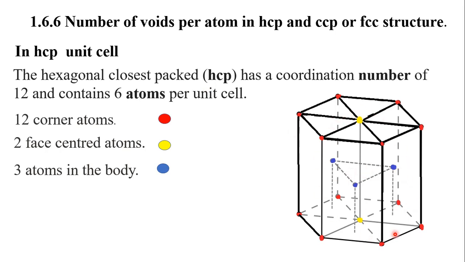Now see here, observe this picture. The yellow colored atoms represent what? Face center atoms. 2 face center atoms are there. Then the blue colored atoms, that is 1, 2 and 3, are present in the body, and there are 3 atoms, and 12 corner atoms are there. Red colored atoms indicate corner atoms, 1, 2, 3, 4, 5 and 6. Like this, the bottom face 1, 2, 3, 4, 5 and 6. So 12 corner atoms are there.